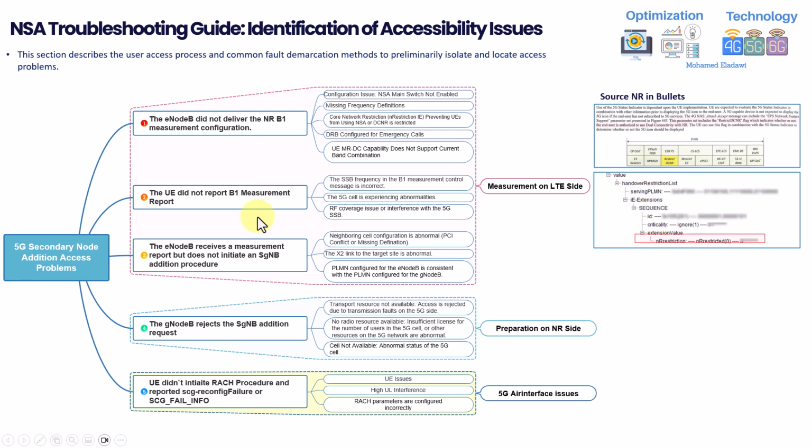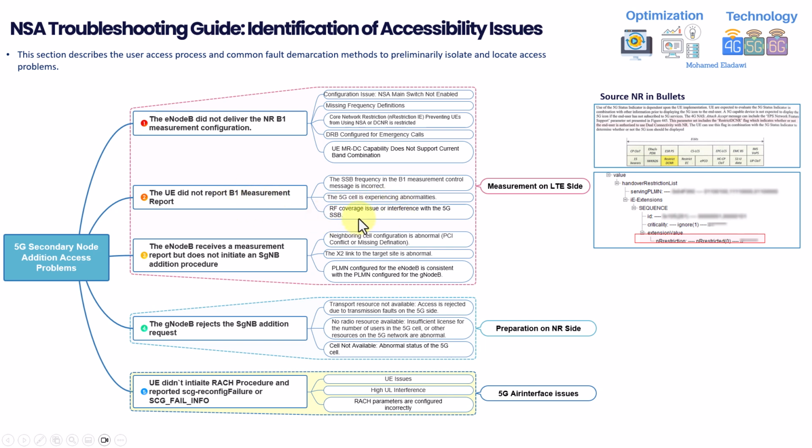So in this case, for example, there might be a problem in the SSB frequency definition. Maybe it's wrong. So that's why this kind of user is not able to measure. He couldn't find anything, so he will not report the measurement report. And also maybe the 5G cell is down or experiencing any abnormalities, for example down or barred or whatever. So also the user cannot measure and will not report.